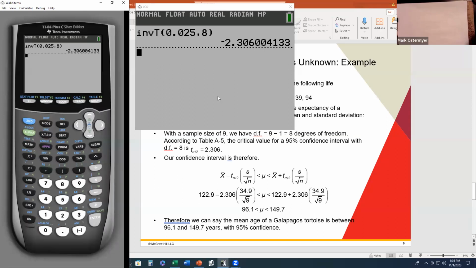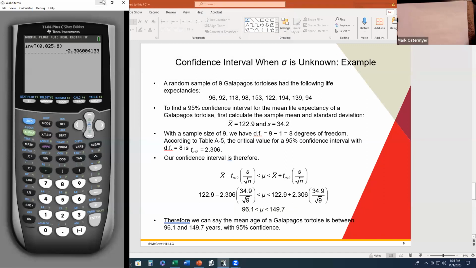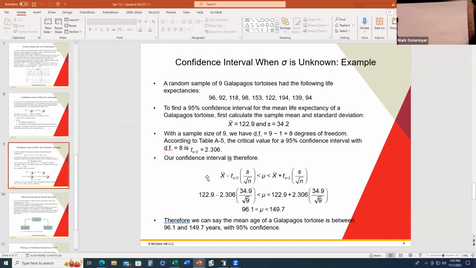And we do get 2.306, same as what the table gives us. That's comforting to know so that we're all on the same page. All right, so there you go. You put the values in here.